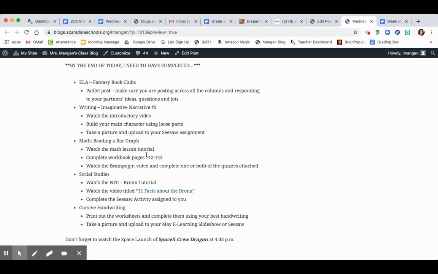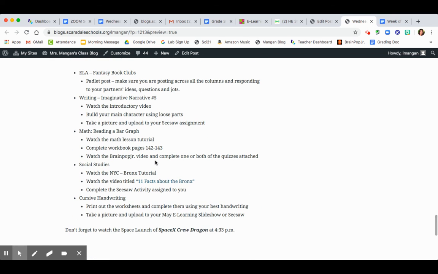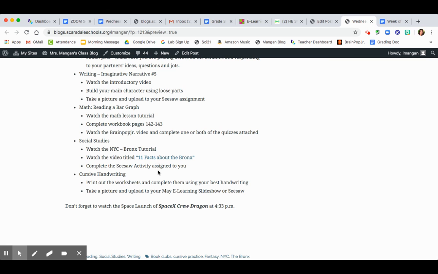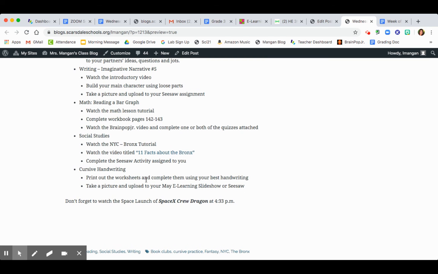For math, you're going to complete the 2 workbook pages and then go to Brain Pop Junior to complete one or both of the quizzes after you watch the video on bar graphs. For social studies, you're going to watch both videos and then complete the Seesaw activity that's assigned to you. And for cursive, you're going to complete the 2 worksheets and post them somewhere we can see them.